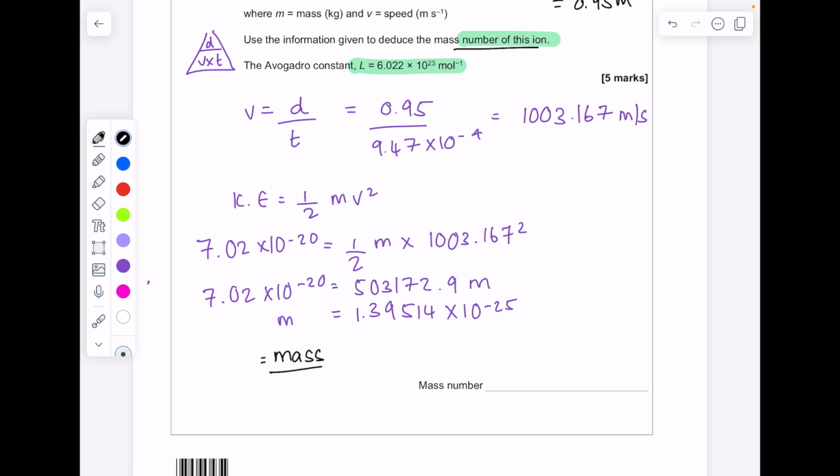And then last step, to find the mass, you get that number you just found. Make sure you pop in Avogadro's constant down here. And then obviously to find mass, we do 1.39 times 10 to the minus 25 multiplied by Avogadro's constant. So that gives us a number of 0.084 kg. Just be a little bit careful with units. You want your final answer in grams, so multiply that by 1,000 to get 84.